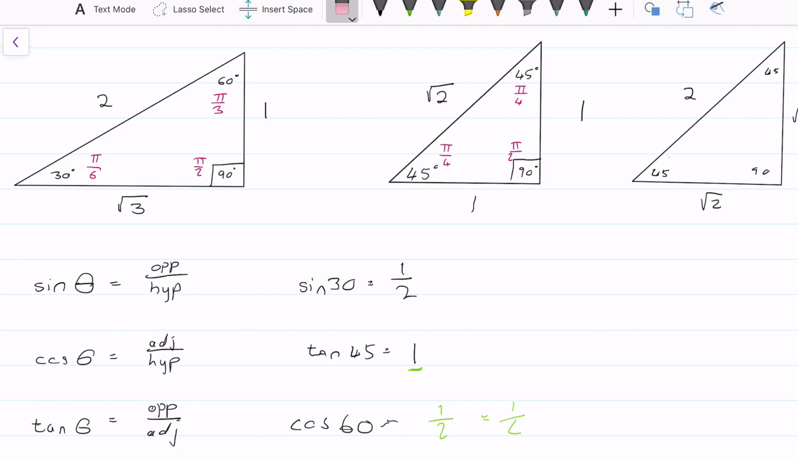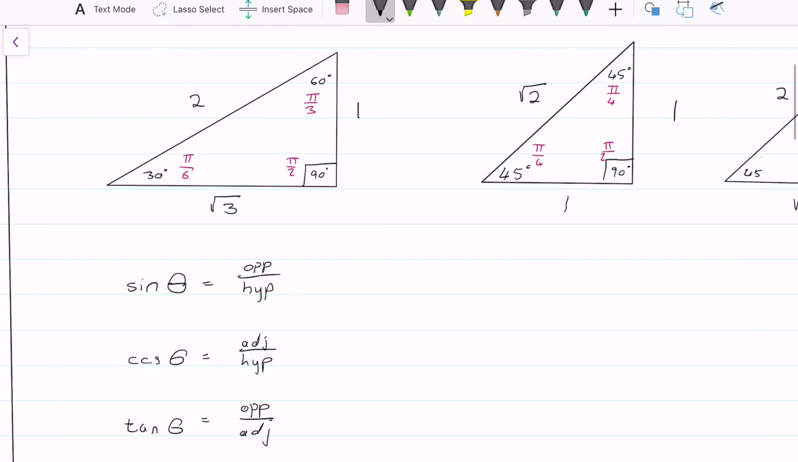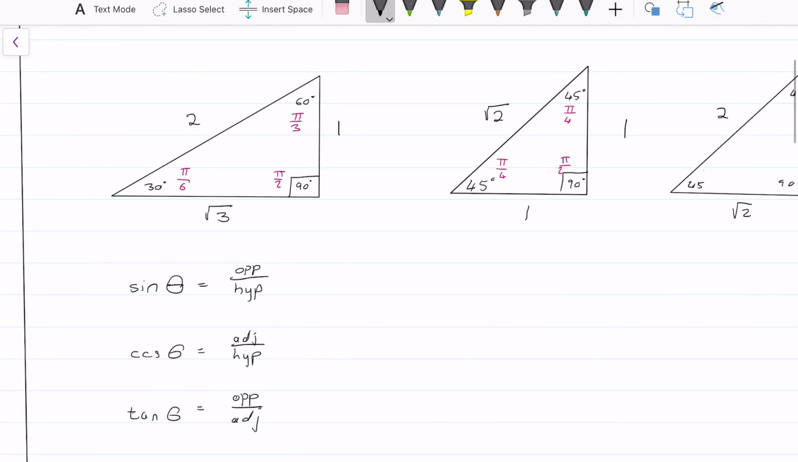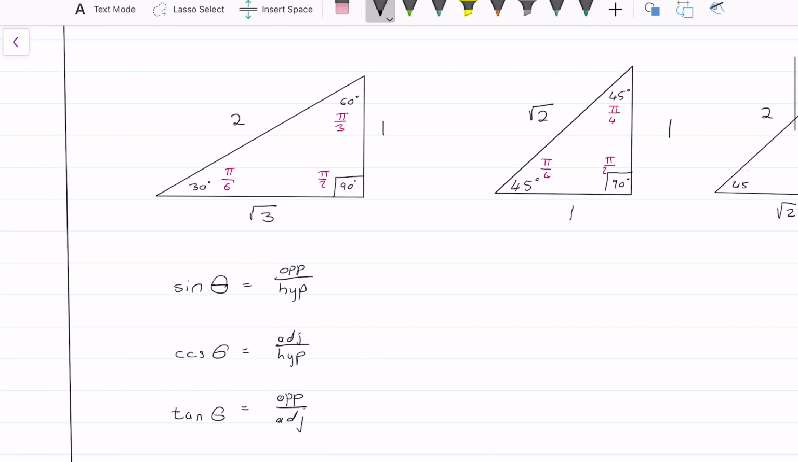Okay, so let's remove all of this and let's get into some questions. Similarly, if we used radians, we get the same answers. And the questions I have for you guys are actually based on radians. So at this point, I suggest you guys take down these triangles.